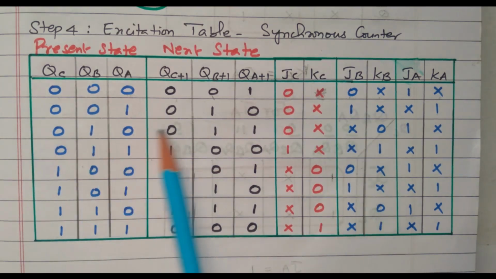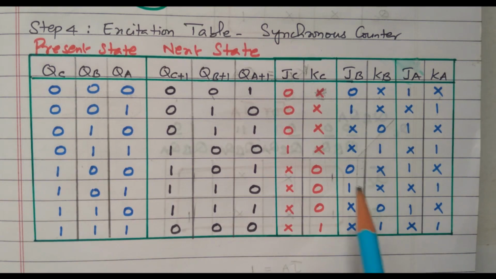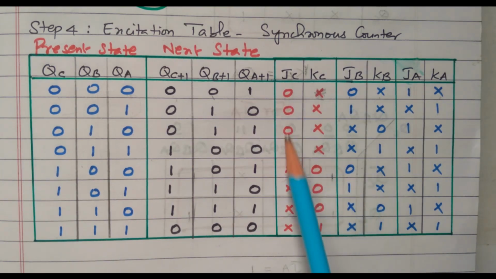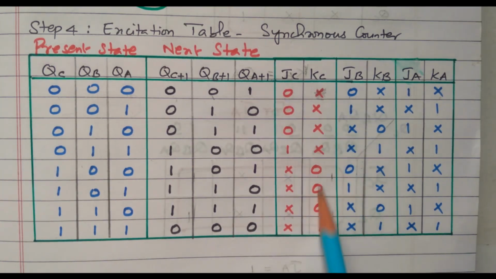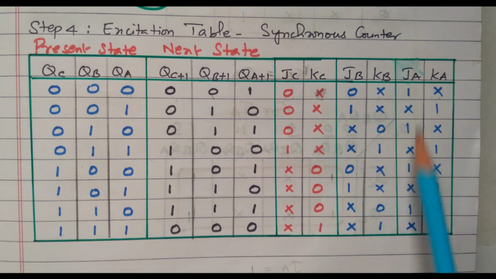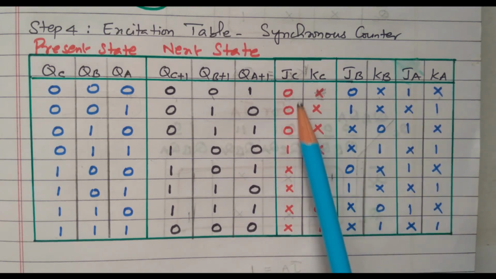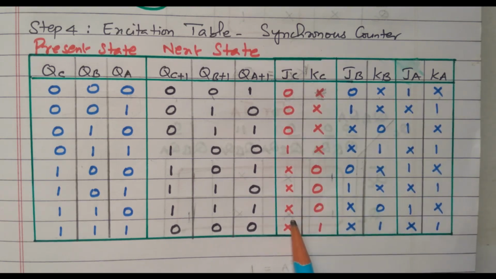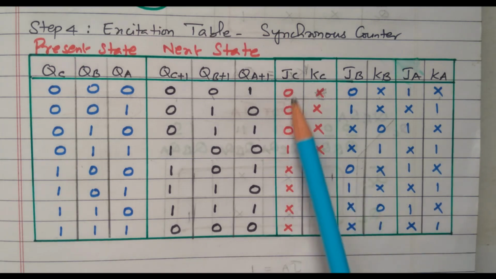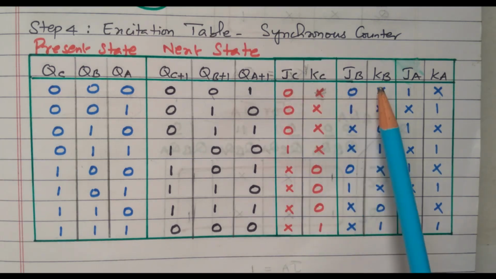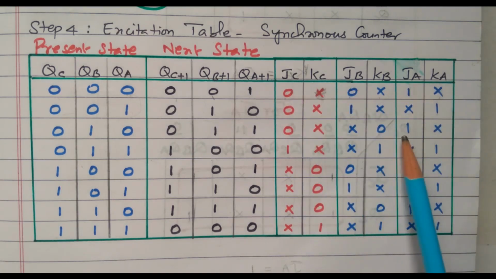Right. After completing this excitation table, we need to find the expressions for JC, KC, JB, KB, JA and KA from these values by using the K-map reduction technique, right. So there are 6 expressions we need to find: JC, KC, JB, KB, JA and KA, right.